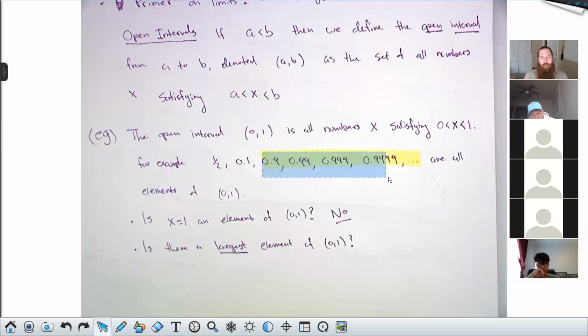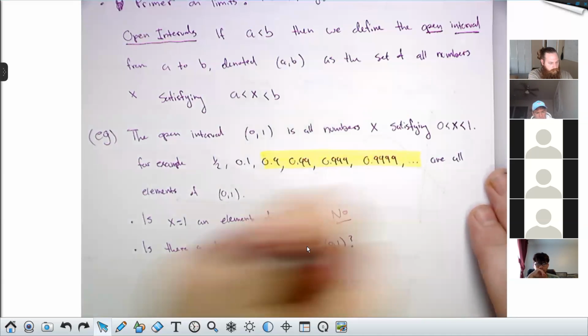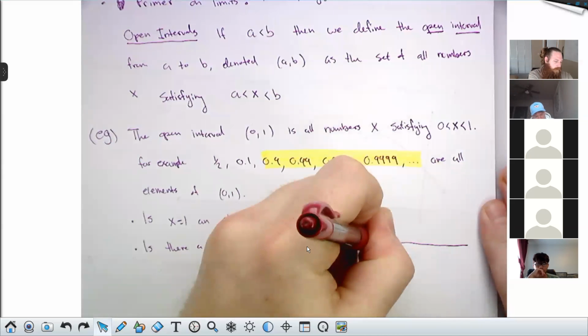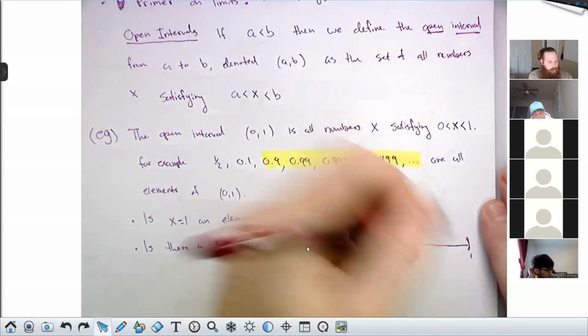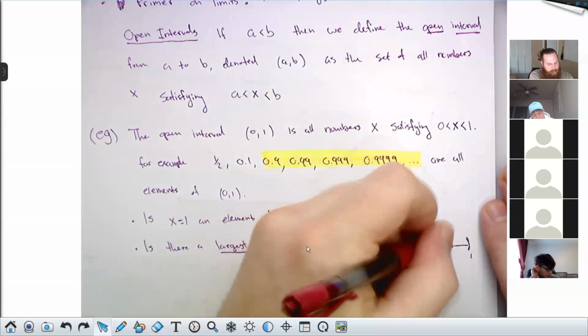We can always go further and further in this list to find a number that's bigger than any given number, but still in that set. So no matter where you are, you can always zoom in. You know, over here is 0, over here is 1, and we think maybe this is the biggest.